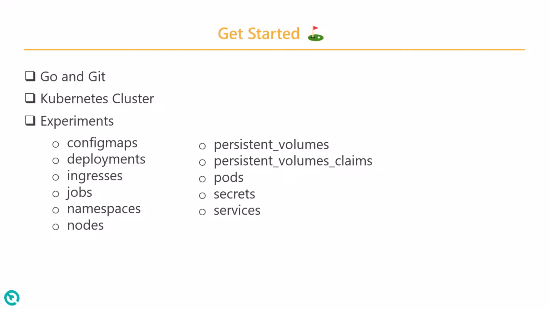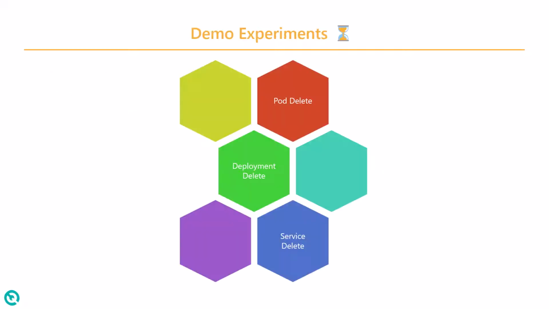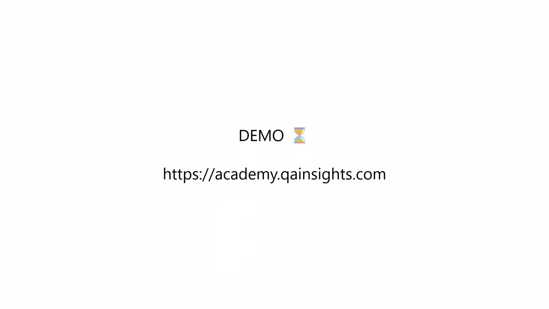To get started, you need to have valid version of Go and Git installed in your machine, and also you need to have access to your Kubernetes cluster. Right now, these are the experiments you can do. For example, pods you can delete, you can create. Again, services you can create, delete. Nodes, config maps, jobs. So you can refer the official documentation. In this demo, we are going to do three experiments. One is pod delete, and then we are going to delete the deployment, and then we are going to delete the service. Now let us see a quick demo how you can leverage K6 to inject some chaos.